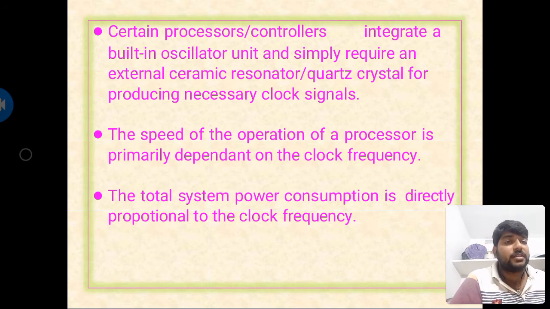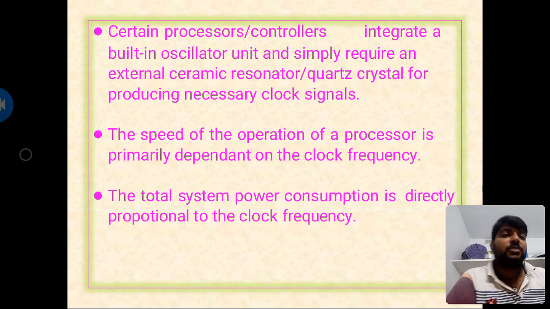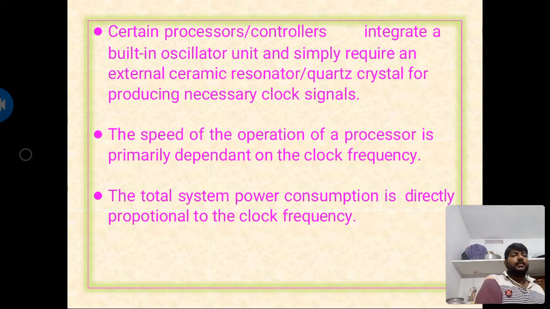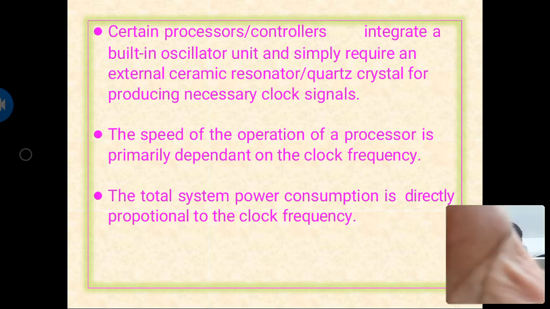The speed of operation of the processor primarily depends on the clock frequency, and the clock pulses are generated by your oscillator circuit. The total system power consumption is directly proportional, not inversely proportional, to the clock frequency. If the power consumption is high, automatically the clock frequency will also be high. Both work in direct proportion.